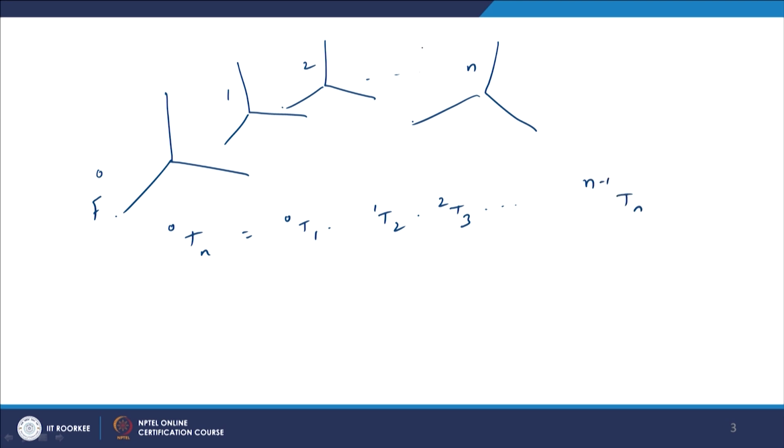The last but one is the n minus 1th frame, and then this is the nth frame. So, let us say there are n such frames in a chain available, and the first and last frame are related by 0Tn, obtained by multiplying all these matrices. Each one is a 4 by 4 homogeneous transformation, as we already know.